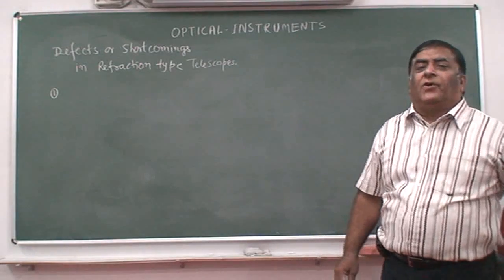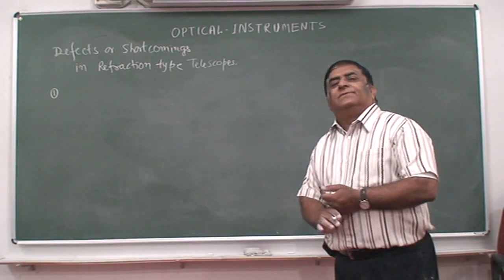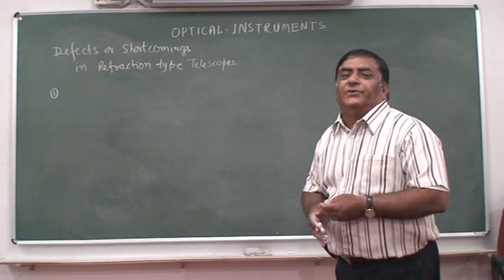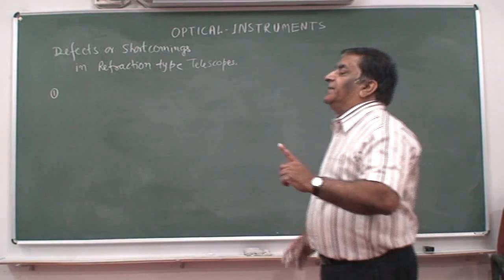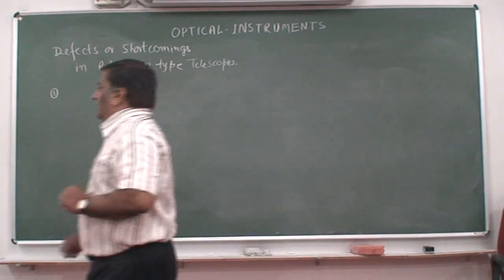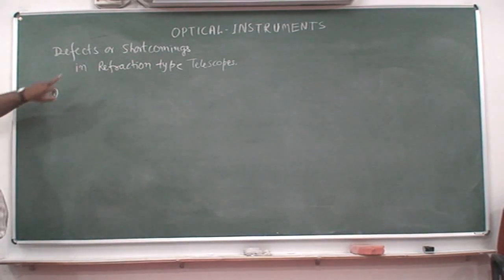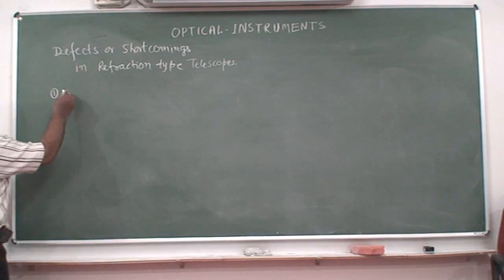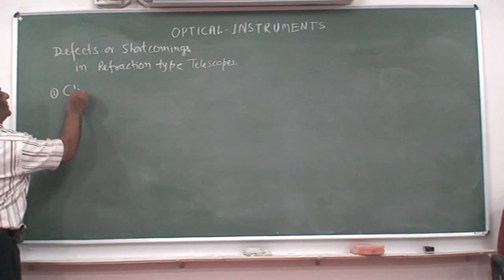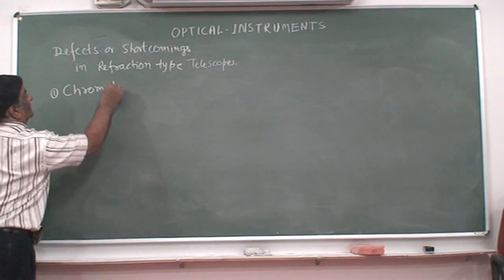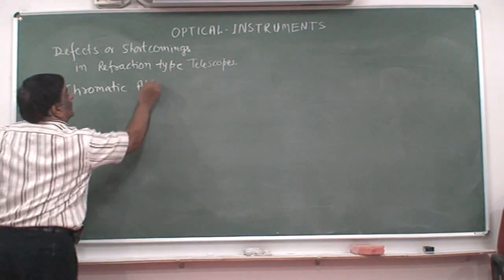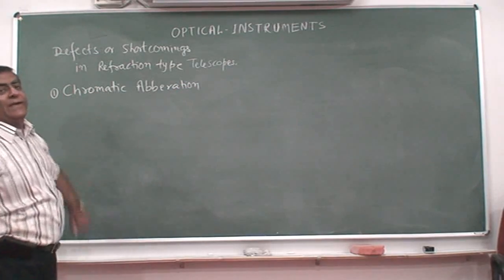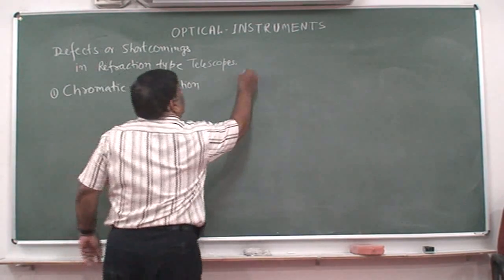By the time we found that there are many defects in refraction type of telescopes in which we are using lenses. What are the defects, or what are the shortcomings? The first shortcoming is that this type of telescope may have some color aberration, that is, we call chromatic aberration. Aberration means defect. What is chromatic aberration?